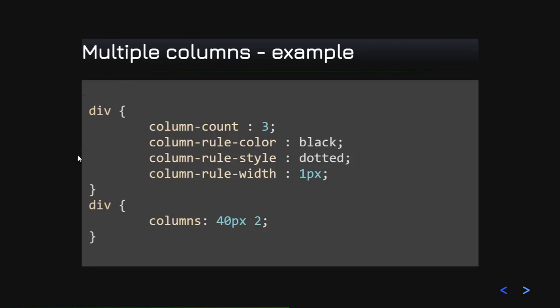These are two independent examples. So here, of course, I need to make this selector specific. This one applies to a div, and it specifies that this div should have three columns with various border properties, and this one applies to a div and says that the number of columns should be 2 and the width of a column should be 40 pixels.